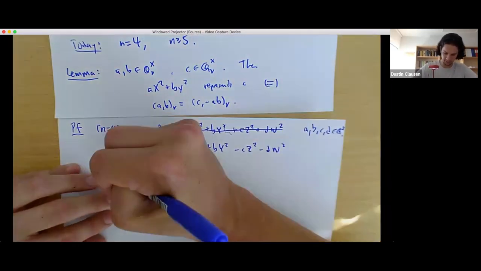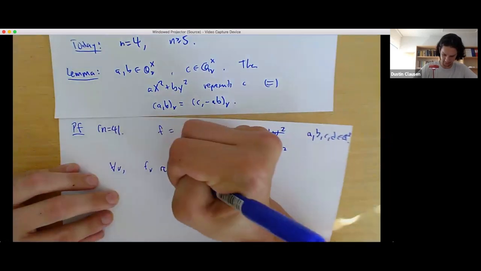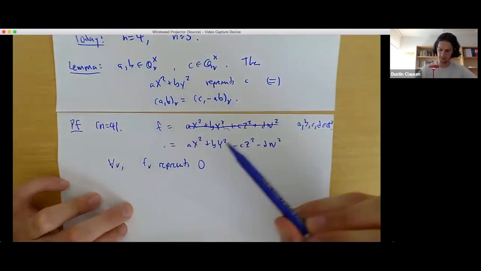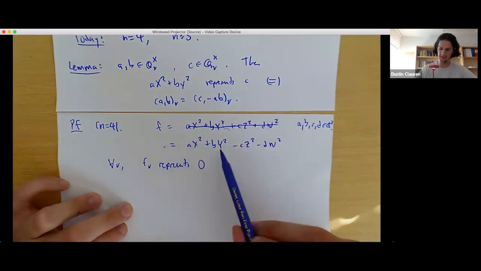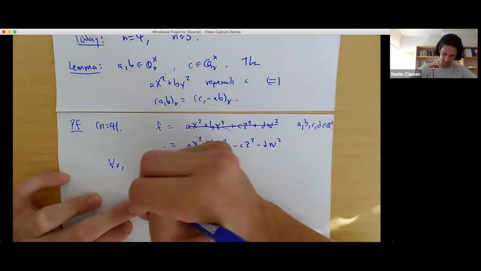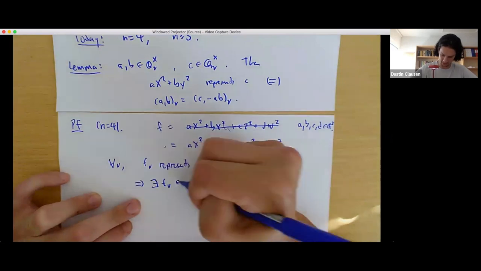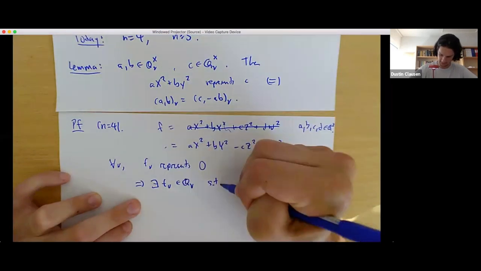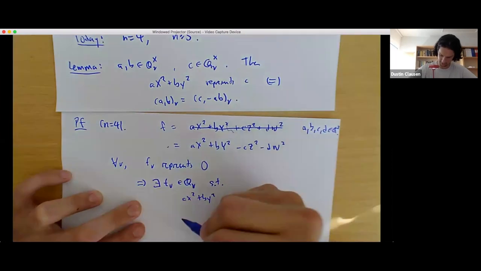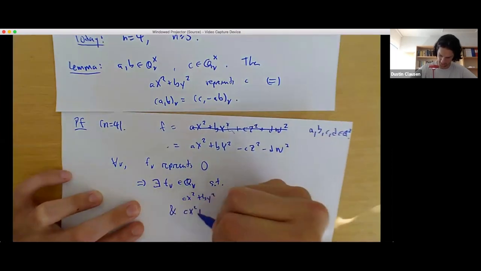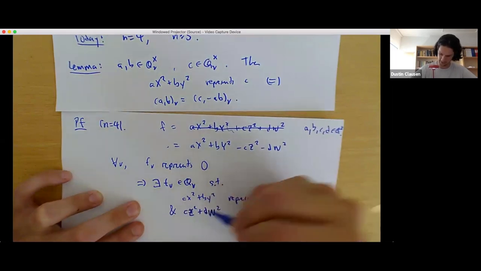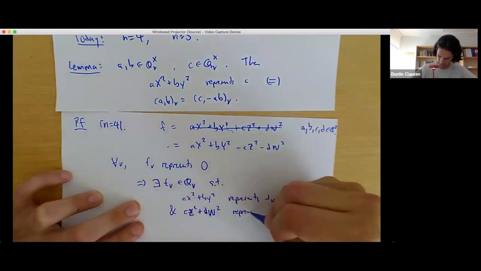So for all nu, we have that F nu represents zero. So we can solve for this expression being equal to zero, which means we can solve for AX squared plus BY squared equal to CZ squared plus DW squared. And that tells us that we can find a scalar T nu in Q nu such that AX squared plus BY squared represents T nu, and so does CZ squared plus DW squared also represents T nu.